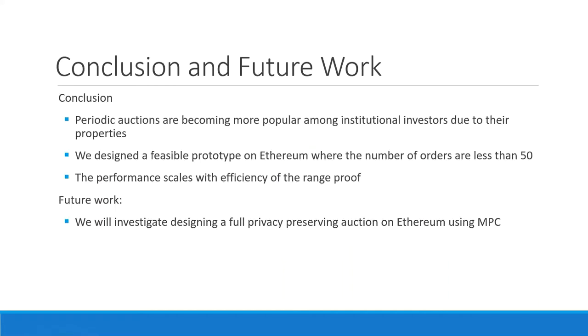So the conclusion for our work: periodic auctions are becoming more popular among institutional investors because they share a similar property with dark pools, yet they have better price discovery. We designed a prototype for our protocol, and it seems that we can have a feasible performance for a number of orders around 50. And of course, the performance of this prototype scales with the efficiency of the range proof. So if we have a range proof that's more efficient than bulletproof, then our prototype will gain more performance.